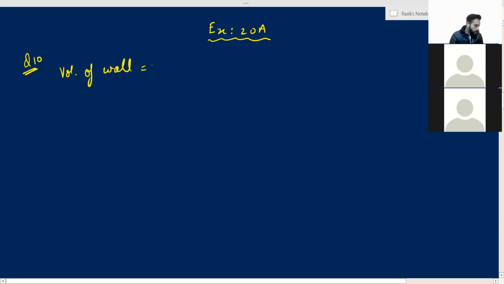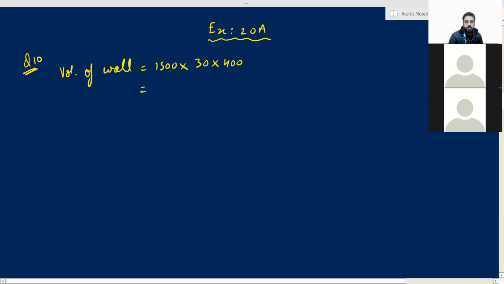Volume of the wall will be, if you convert the dimensions into centimeters, 1500 into 30 into 400. 15 meters long, 30 centimeters wide, that means this is the thickness of the wall, and 4 meters high, that means 400 centimeters is the height. So we have to multiply in this case.